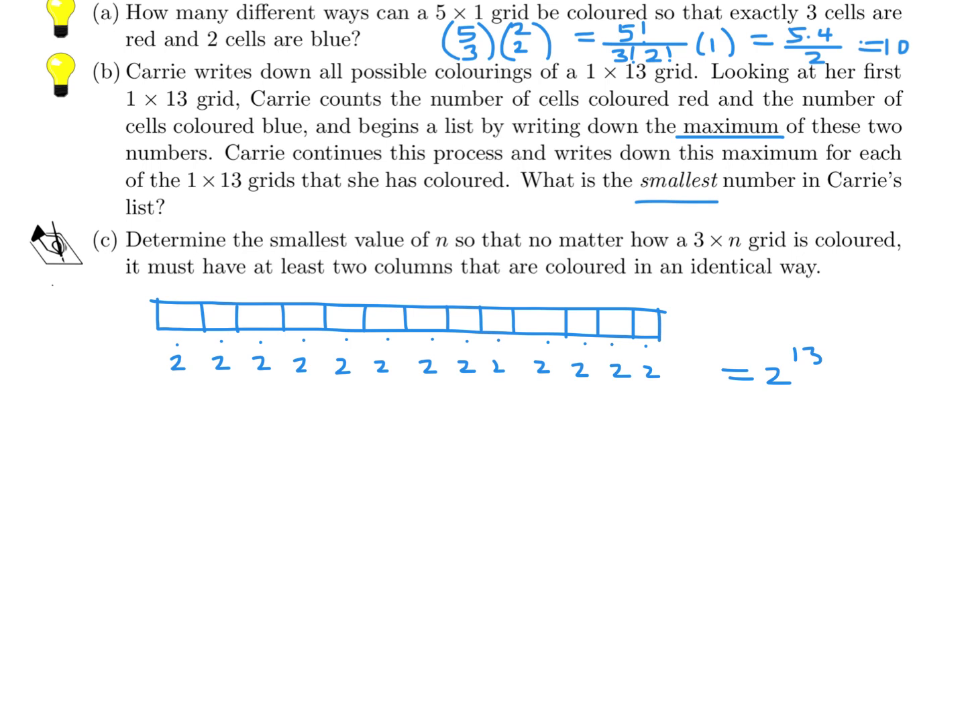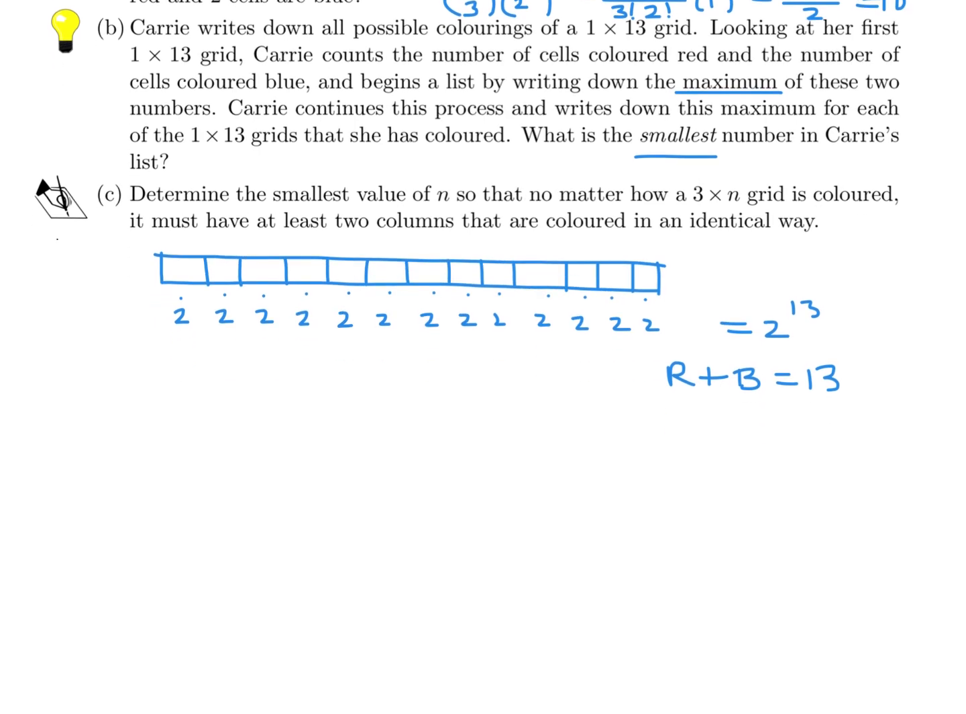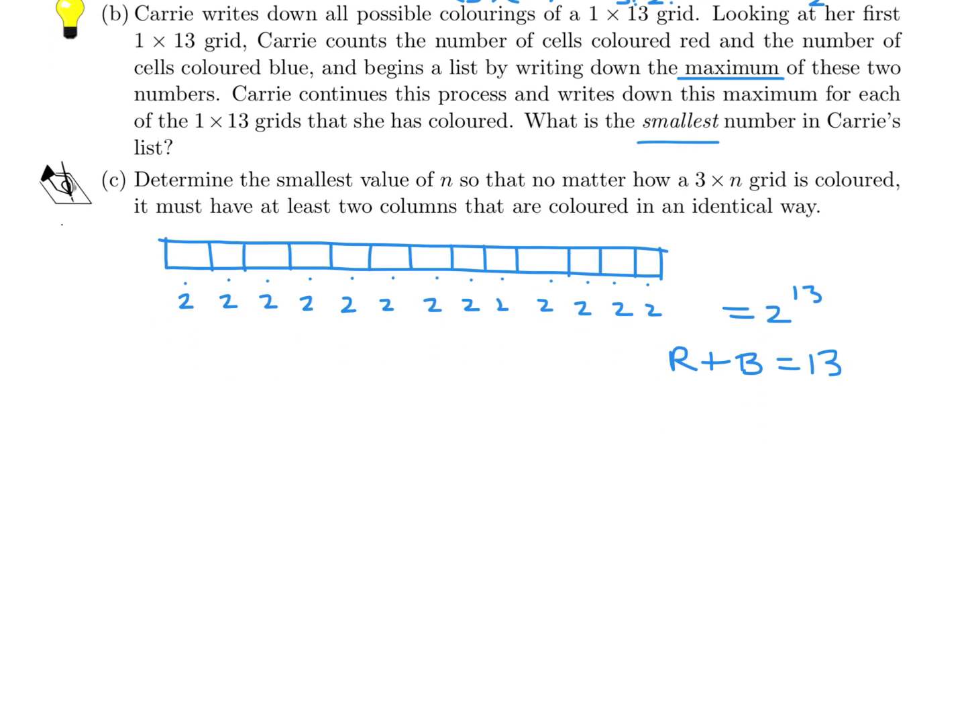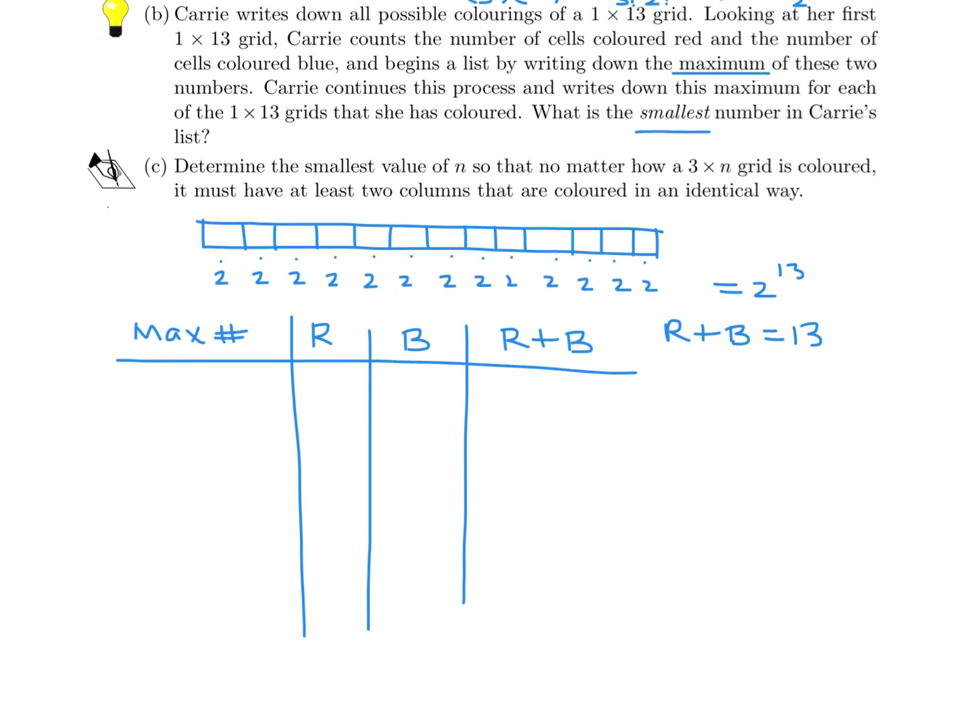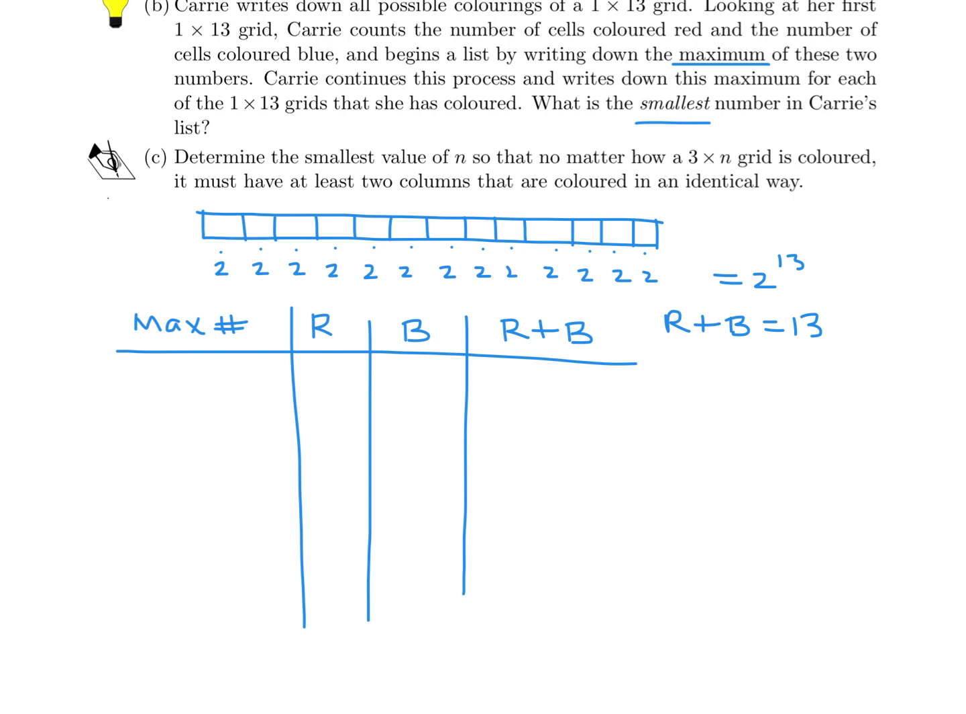Now the number of red cells plus the number of blue cells is equal to 13, because in total there's 13 cells. Okay, so now, if that so far makes sense, let's make a list. So R, B, R plus B, and then the max number. Okay, so let's see what we got here. This is always going to be 13, so that's always going to be 13. Now let's see what we have.